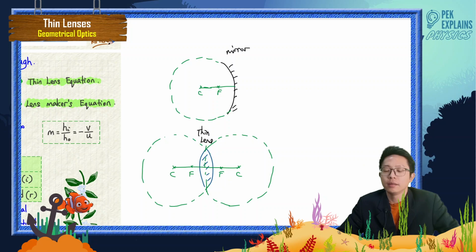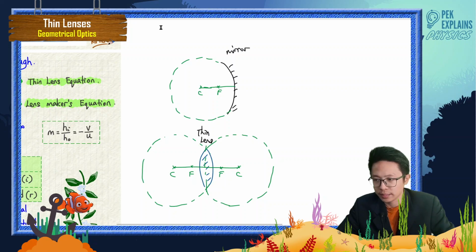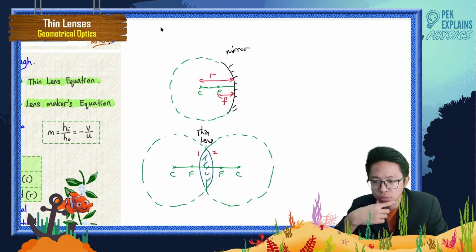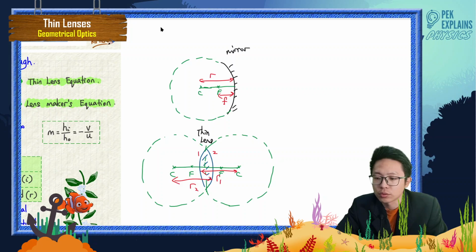A thin lens has two surfaces, and that's why it has two radii. Just now, for the mirror, it only has one radius and one focal length. But this thin lens has two surfaces. This is surface 1, this is surface 2. So here is radius 1, and here is radius 2. Yes, two radii.